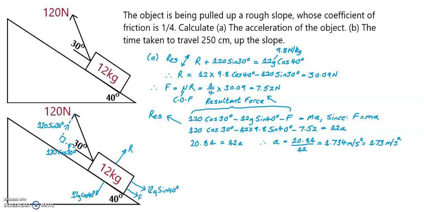I've given this acceleration to initially 4 significant figures because I'm going to use this value in the next part of the calculation. So rounded to 3 significant figures, it's 1.73. So that's part A complete now.